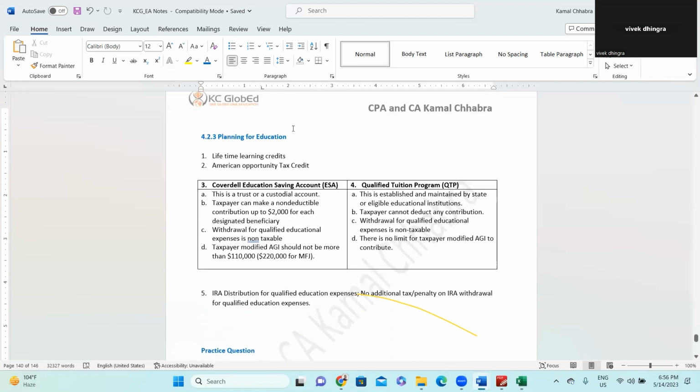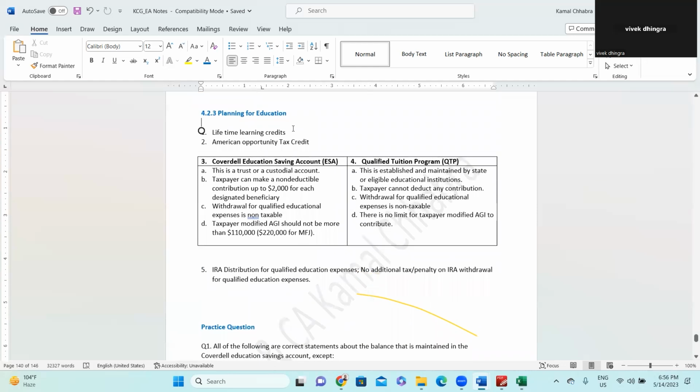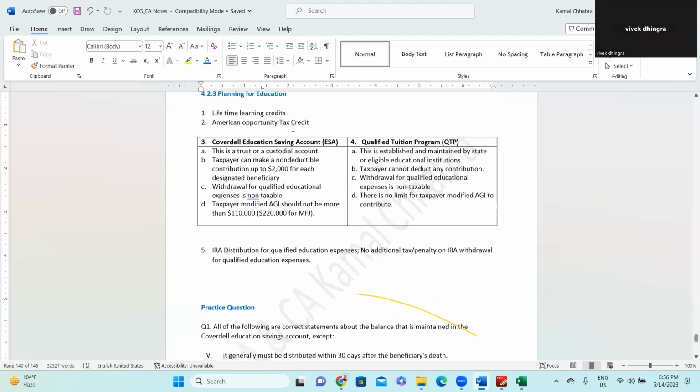Kamal ji, those other two options, the Custodial one and this one, are both the same, just a $2,000 difference? No, no, no. In the Custodial Education Savings Account, up to $2,000 you will get the deduction. Whereas for the qualified tuition program, whatever money you deposit, you will not get any deduction. That's the main difference. Okay.